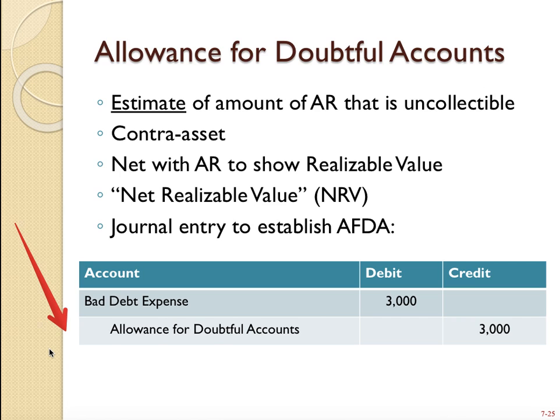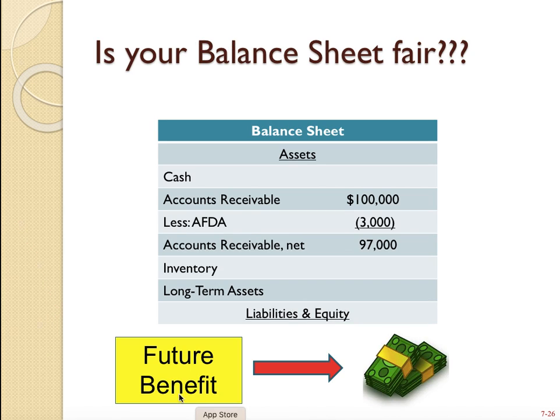So let's see what that looks like on our balance sheet. When you go to your balance sheet, you'll have your accounts receivable for the full amount of $100,000. But then you subtract out the contra account, allowance for doubtful accounts, or AFDA, for $3,000. And that gives you accounts receivable net of $97,000. So again, that net refers to that net realizable value, meaning the amount of future benefit I really think I'm going to get. Not this overly optimistic picture. Now our balance sheet is reflecting that future benefit of cash that is actually expected to be collectible.